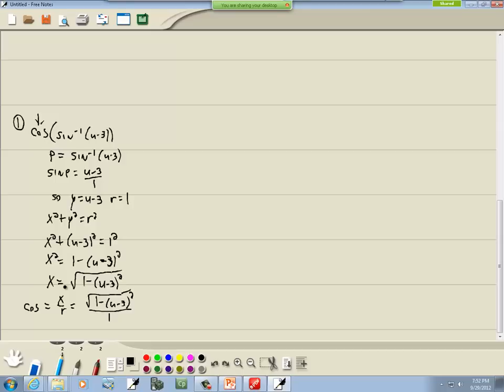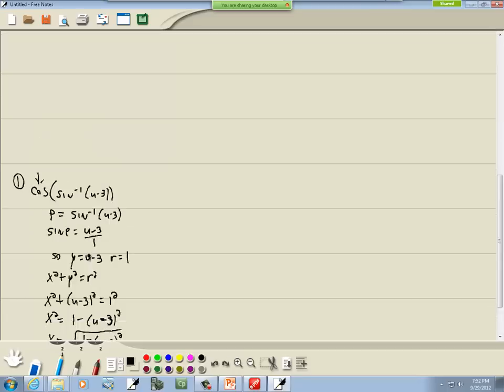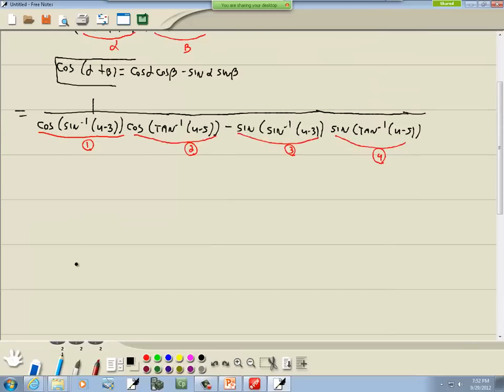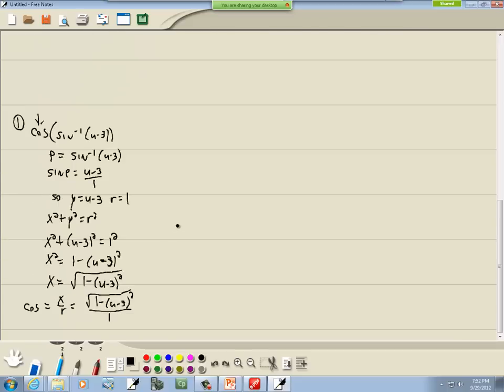So it's just the square root of 1 minus that one, whatever that says. So this first part here is the square root of 1 minus u minus 3 squared. Let me go down and verify that. Yes, it is. Okay. Now, conditions I told you not to worry about.